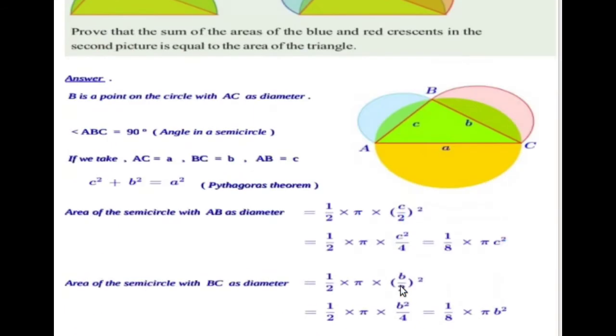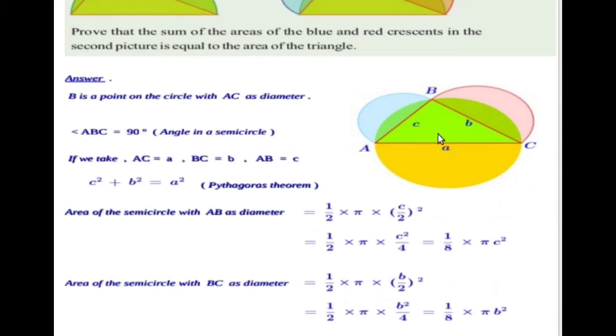Now we come to the proof part. First we are going to name the parts of the circle. We name the diameter of the semicircle as AC, and B is any point on the semicircle. So B is a point on the circle and AC is the diameter. Then we know that if we join the ends of the diameter to a point on the circle, we get a 90-degree angle. So we can say that angle ABC is equal to 90 degrees.